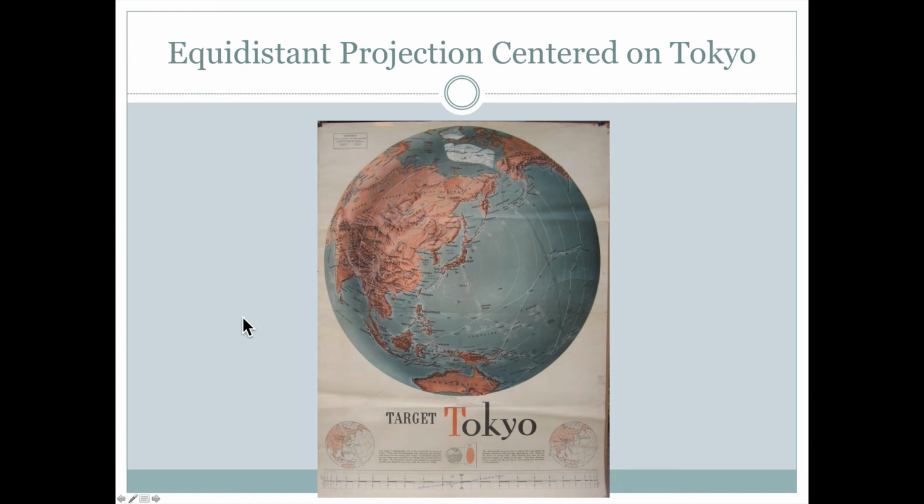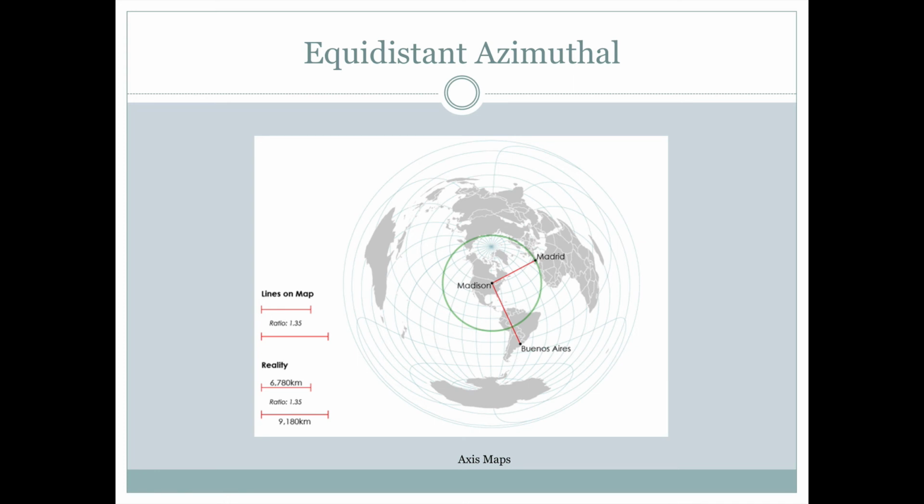And once again, we can see that this is done on a hemisphere, so this would be half of the Earth. But when we're making these equidistant azimuthal projections, we can also do the entire Earth if we wanted to. And this shows an example of what the entire Earth would look like on an equidistant azimuthal map projection. So this one's centered on Madison, Wisconsin.